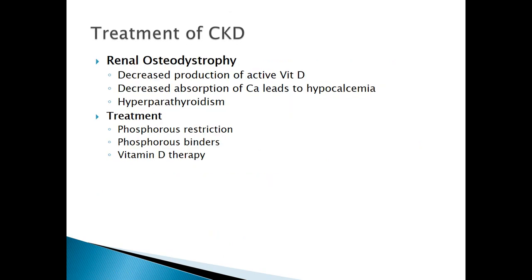And we want to look at bone disease and calcium, phosphorus, and vitamin D. So usually in renal osteodystrophy, there's decreased production of active vitamin D, decreased absorption of calcium with hypocalcemia, and then secondary hyperparathyroidism. So we usually have to restrict them in phosphorus, give them some sort of phosphorus binder like calcium based binders or something like that, and give them vitamin D therapy.